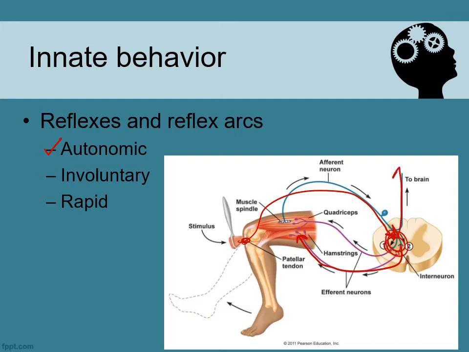We do also send a signal to the brain, and your brain is like, oh, that hurt, and I kicked. But you kick before your brain even knows that you're kicking. It's involuntary, you can't stop it, and it's super fast because, again, we don't have to process in the brain. Spinal cord, it's all done.